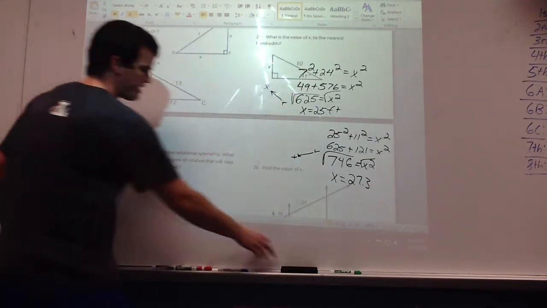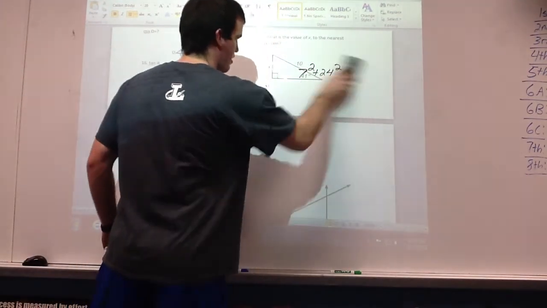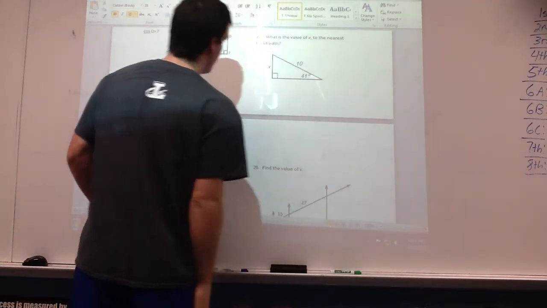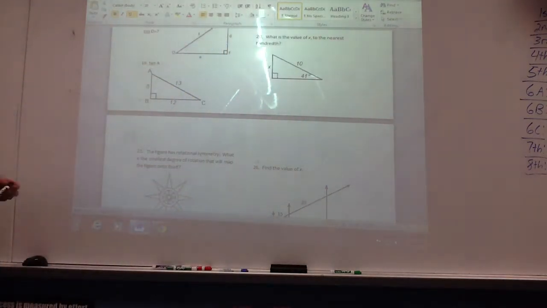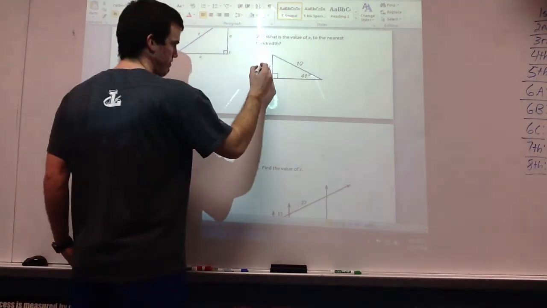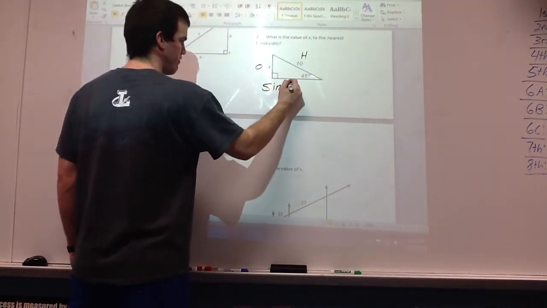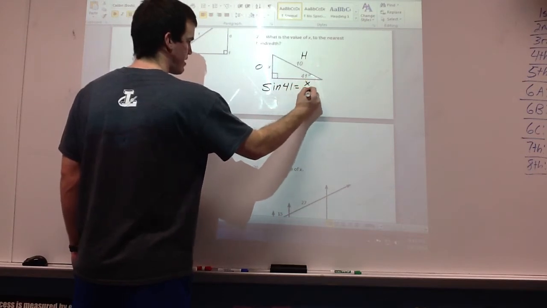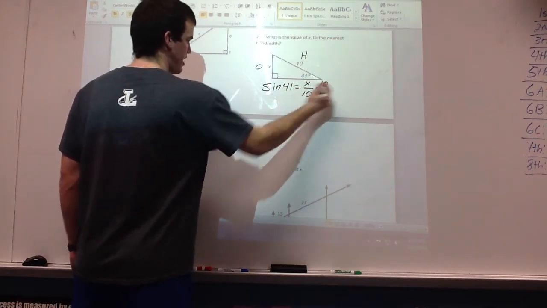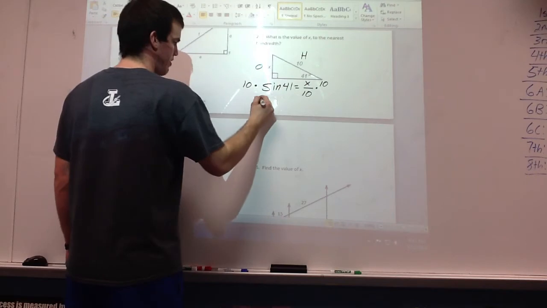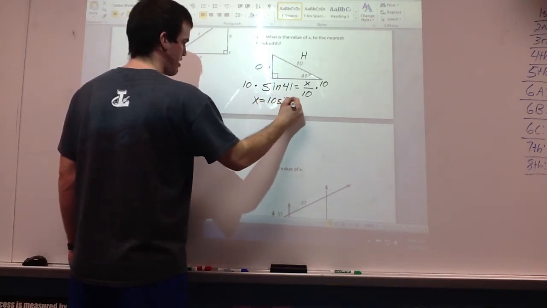Alright, number 20. What is the value of x to the nearest hundredth? Again, SOHCAHTOA, opposite, hypotenuse. I'm going to use sine of 41 equals x over 10. To solve, multiply both sides by 10. So x will equal 10 times the sine of 41.